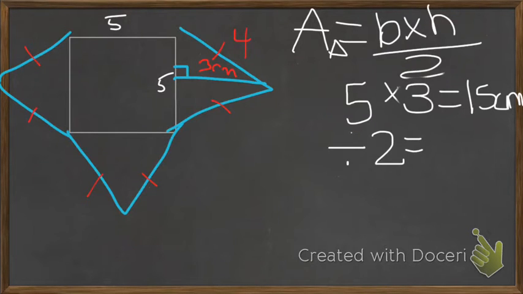So if it was 14, it would be how much? Half of 14 is? 7. 7, but it's not 14, it's 15. So you have an extra 1 that you split in half. So it is 7.5, very good. And that 7.5 is for each triangle, right? Yeah. So you can add 3 of those together.